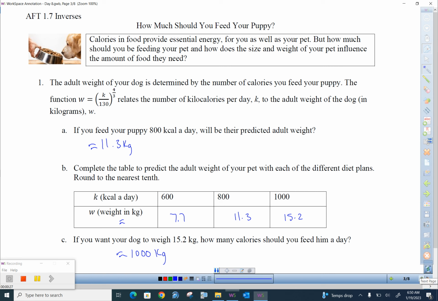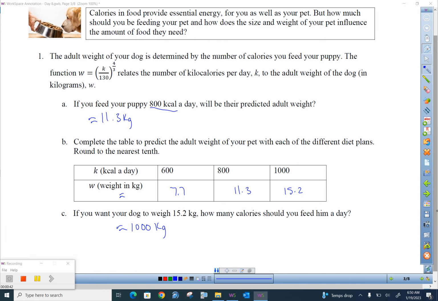Okay, these ones are pretty straightforward, as long as we understand which variable to substitute in for. Okay, this is our calories, so it has to go in for K. And then the other way, starting on part C, because we had filled out this table already for finding the different weights, we can look backwards. The 15.2 was in the table, and it corresponds to 1,000. If you did solve that one by hand, it may have rounded to 1,001 instead, just as a heads up.